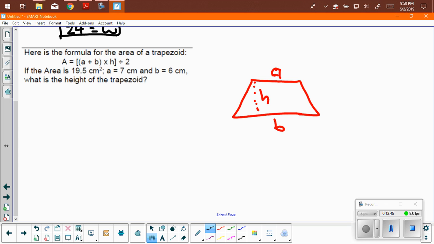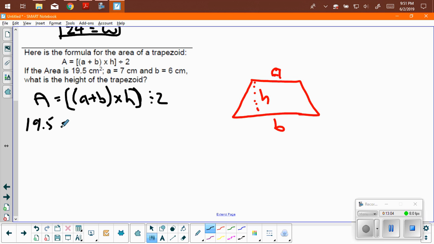So, again, here's the formula, but let's write it out again. Area equals (A plus B) times H, and then divided by 2. Let's fill in what we know. Okay, the area is 19.5. I know my A and my B, so that is 7 plus 6 times height, and divided by 2.